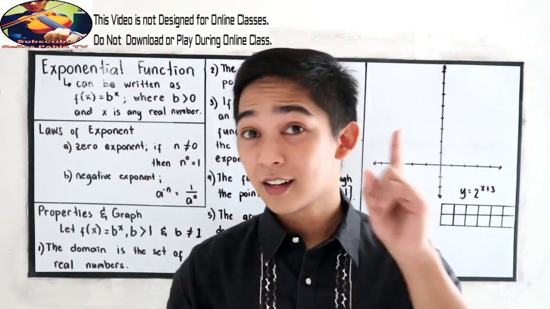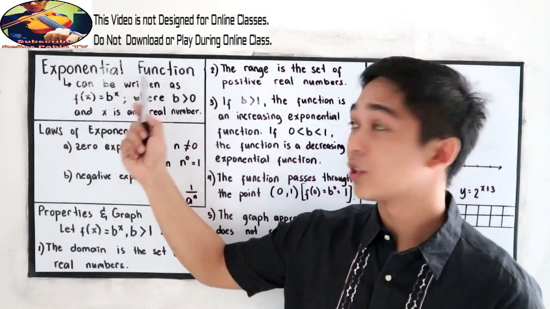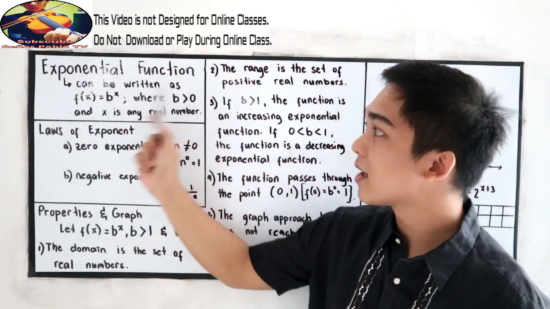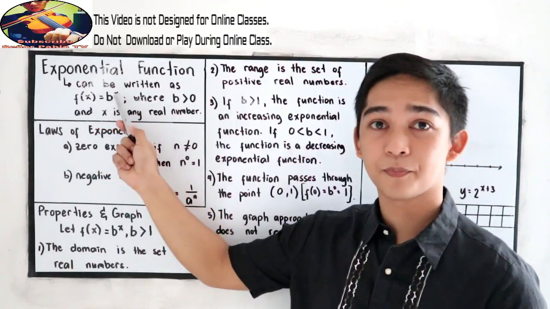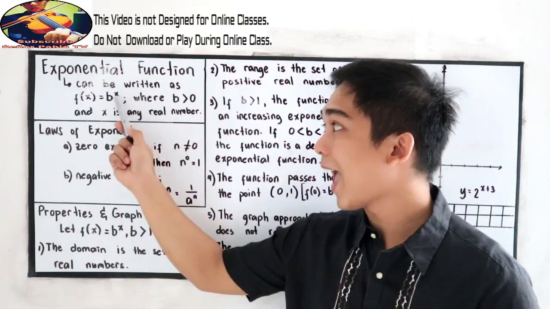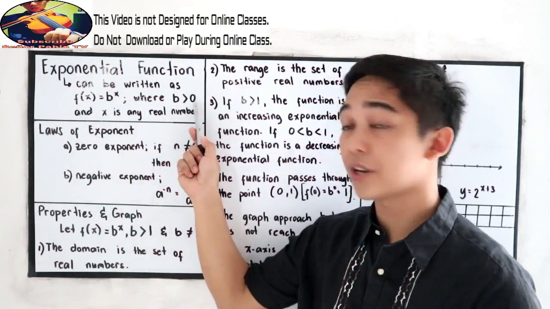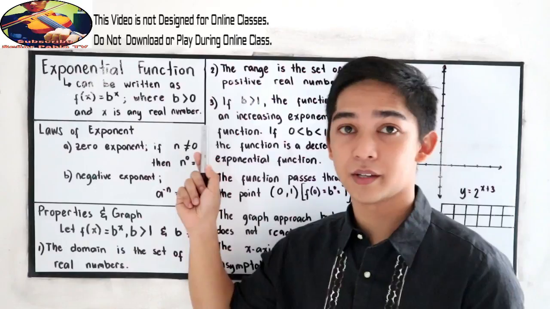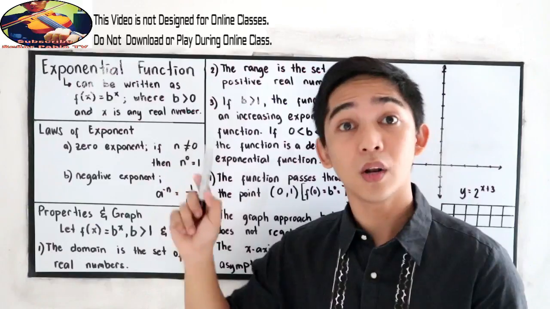Exponential function. Let us define what is exponential function. Exponential function can be written as f(x) = b^x. In this case, b will be our base and x is our exponent, where b is greater than 0 and x is any real number. When we say real number, it can be decimal, fraction, or whole numbers.